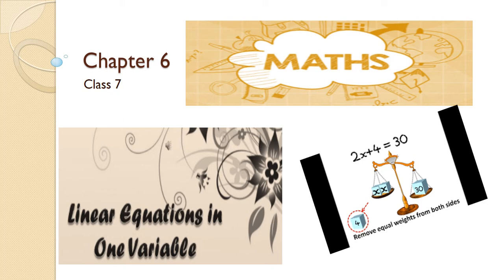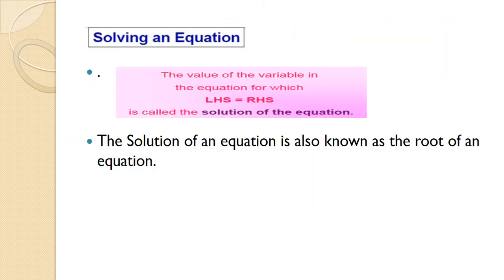Hello children, let us now continue with our chapter number 6, that is linear equation in one variable. Now in this part we are going to learn how to solve an equation. So before that, let us learn what is meant by solution of the equation. The value of the variable for which the equation's LHS is equal to RHS is called the solution of the equation. It is also known as the root of an equation.